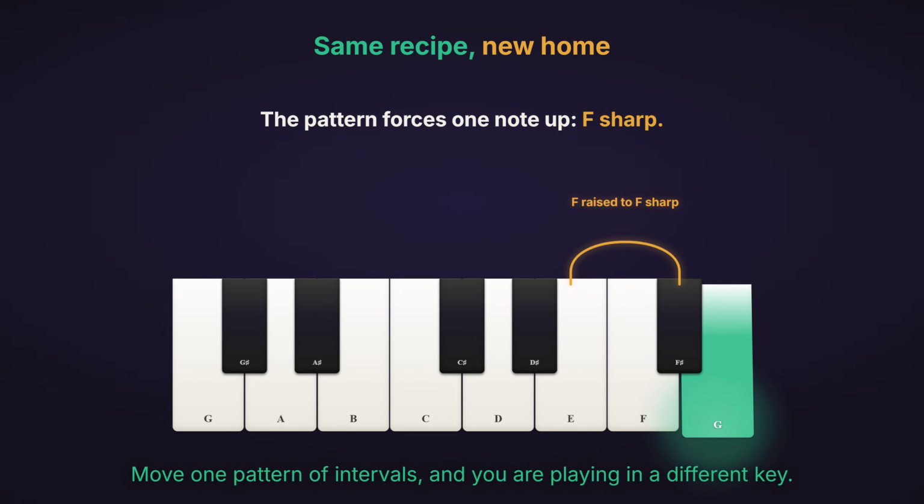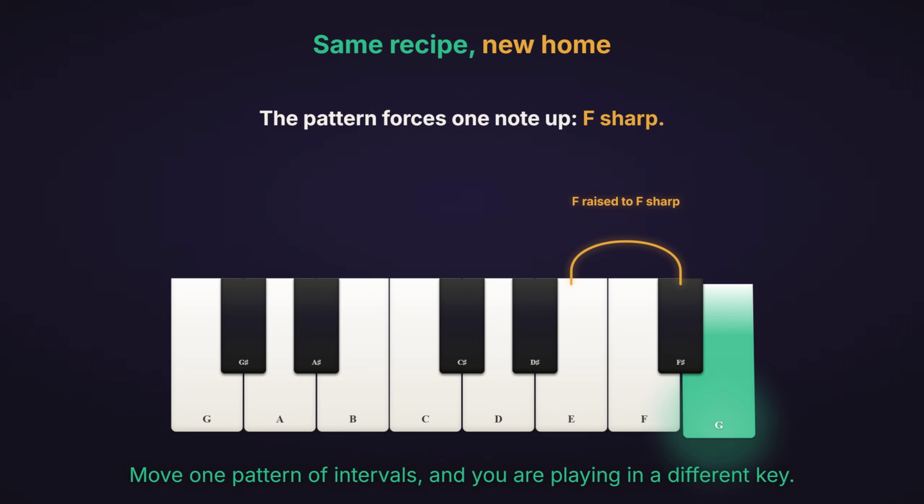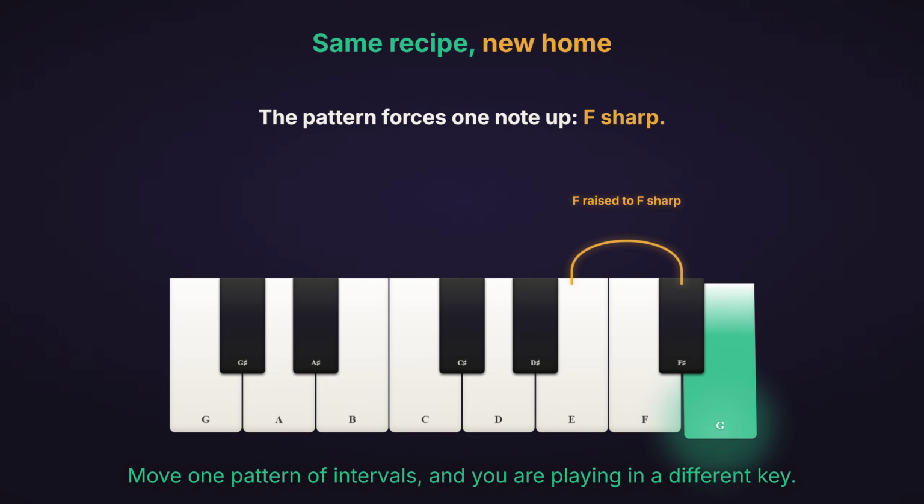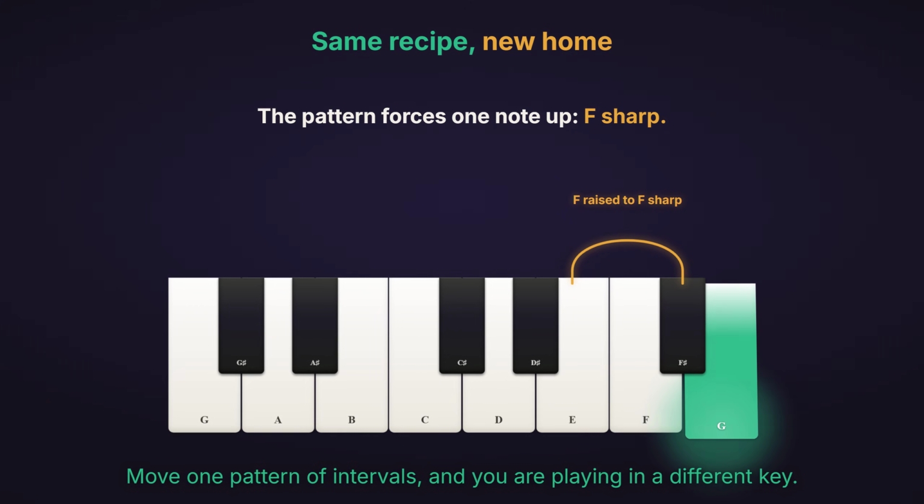It sounds like the same kind of scale as C major, bright and resolved, because it is the same recipe, just sitting on a new starting note. That single black key, the F sharp, is not a special exception to memorize. It is simply what the pattern demands when you start from G. The same recipe, a brand new starting note, and you are now playing in a different key. That, in one word, is what transposing means. You are not relearning anything from scratch. You are picking up one pattern of intervals and moving it to a new home on the keyboard.